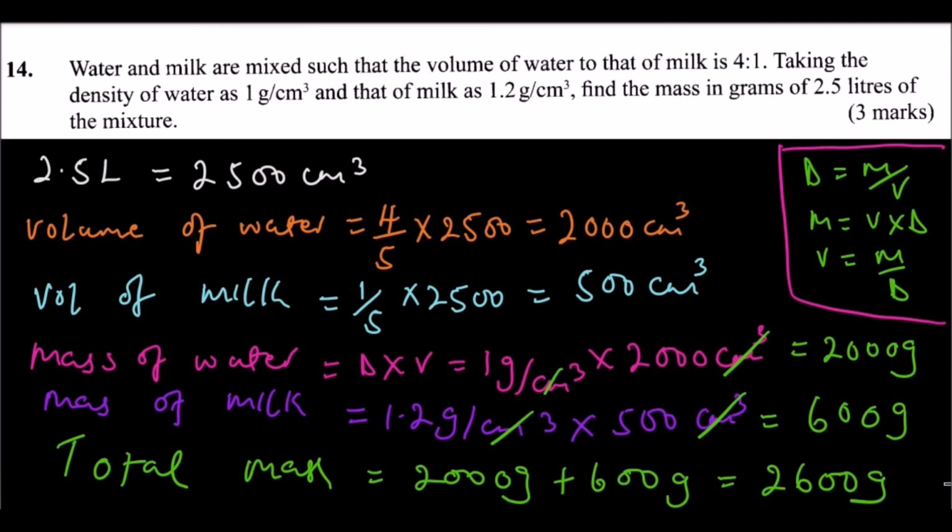Of course, you get a mark for getting the volume. That's 1 mark. Then you get a mark for getting the masses, another mark, and a mark for the answer. That's totaling to 3 marks.